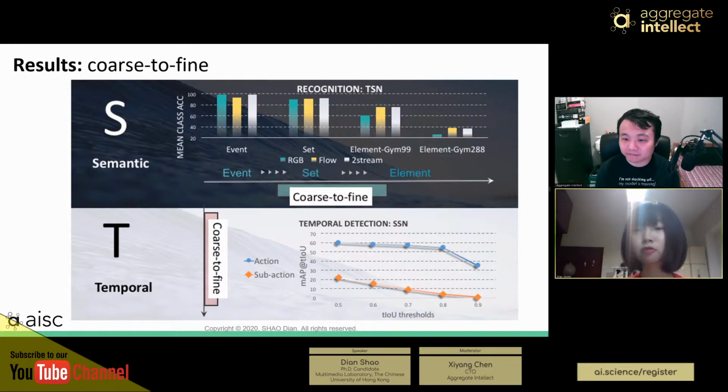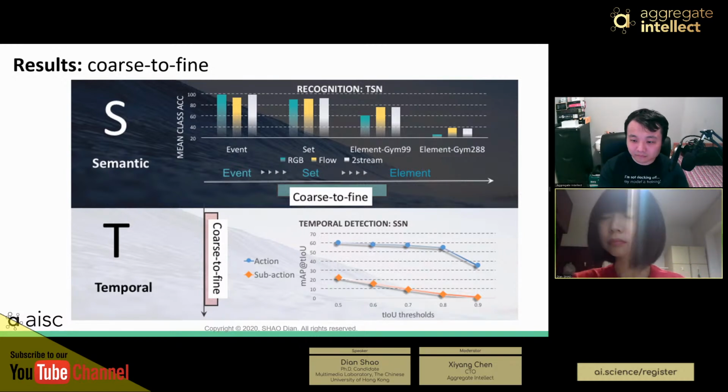The performance drops dramatically, and the reliance on static visual cues such as background context decreases as we step into finer granularity. As you can see, the green bar represents RGB features. The yellow bar represents the contribution of flow features. When we step into finer granularity, the contribution of RGB features decreases, which means we focus more on the temporal dynamics, the actions themselves. And such a trend continues and becomes clearer at the finest granularity.